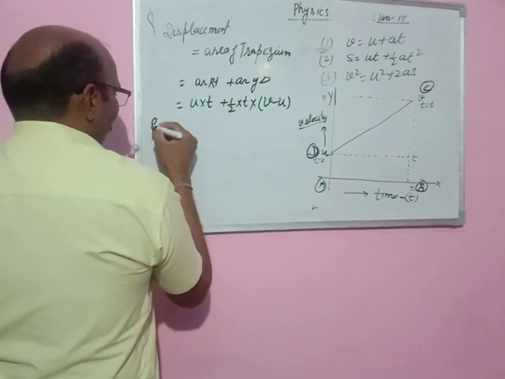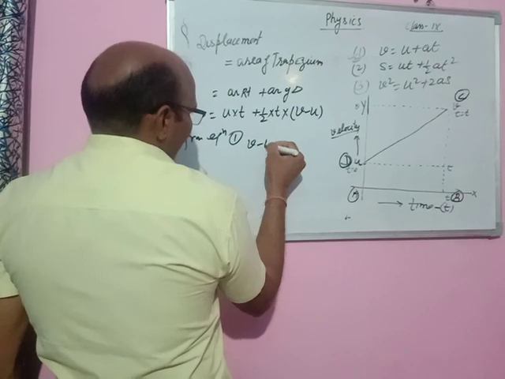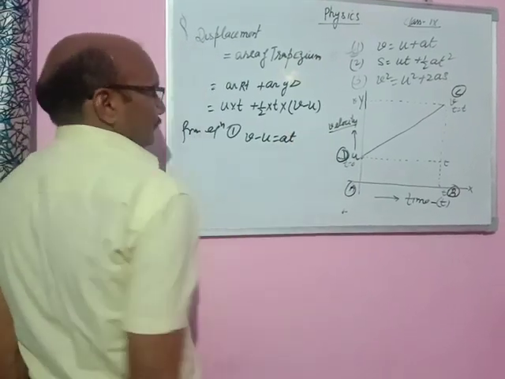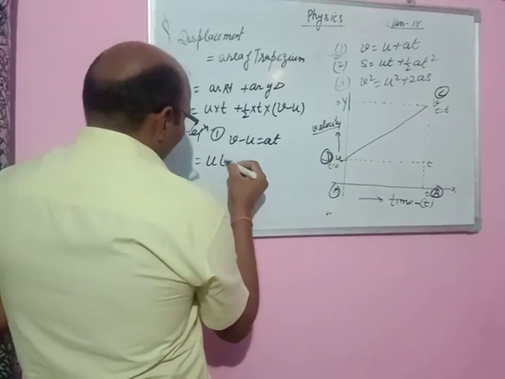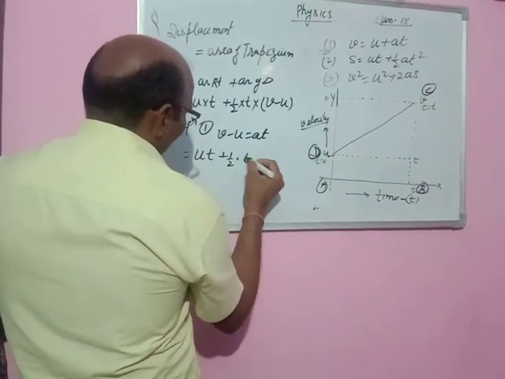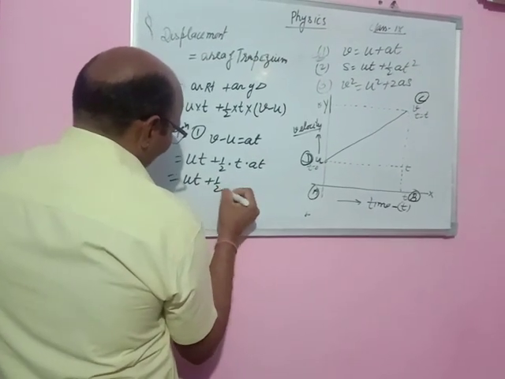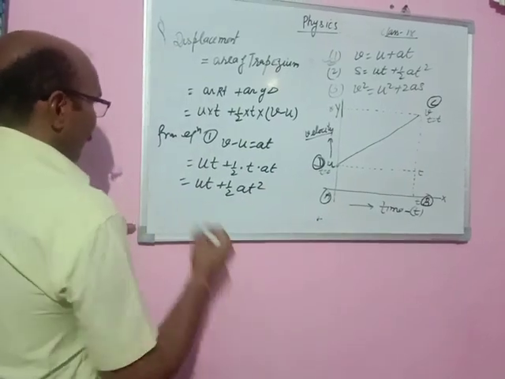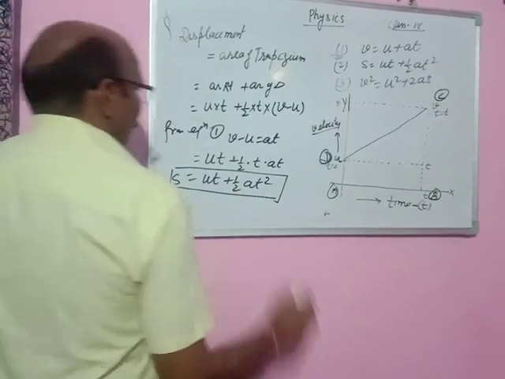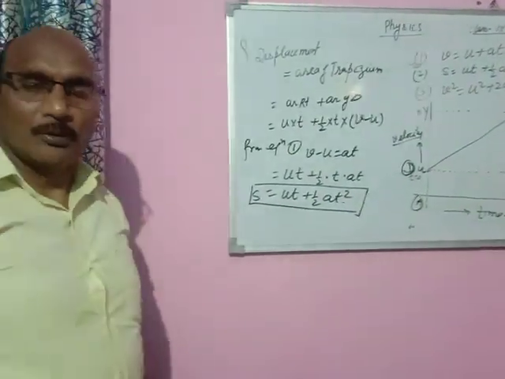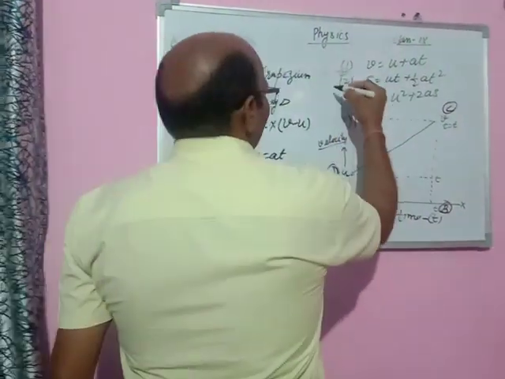So from equation number 1, v minus u equals 80. We have proved this just some time before. So s equals ut plus half into t into 80, equal to ut plus half at square. This is equal to displacement s. This is the second equation of motion. Okay. Now the second equation of motion is derived.